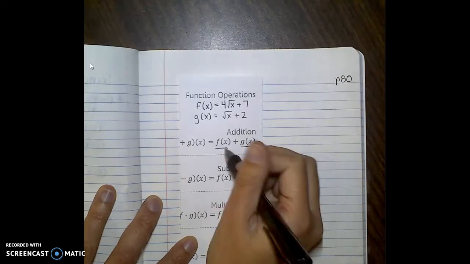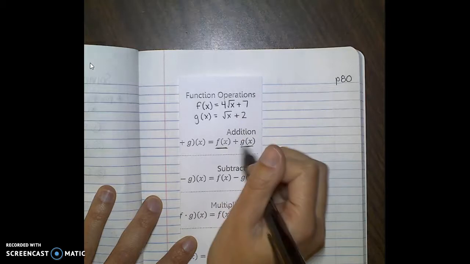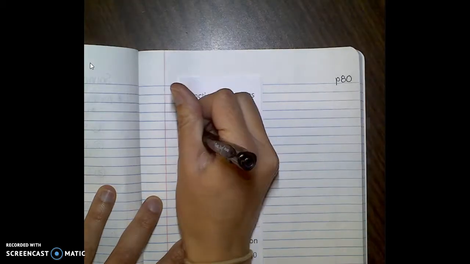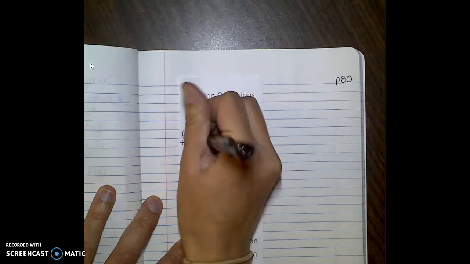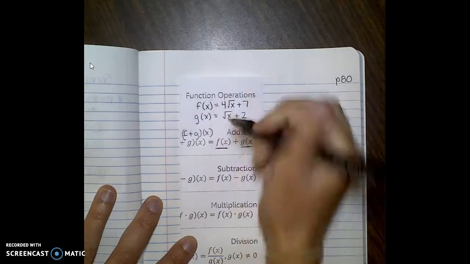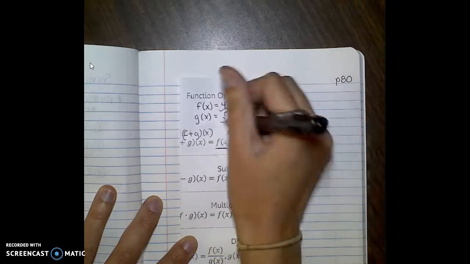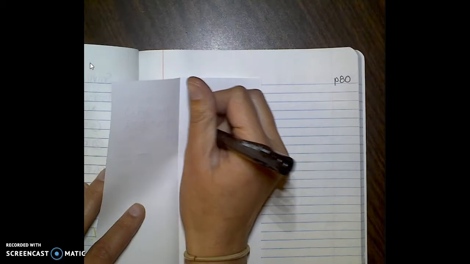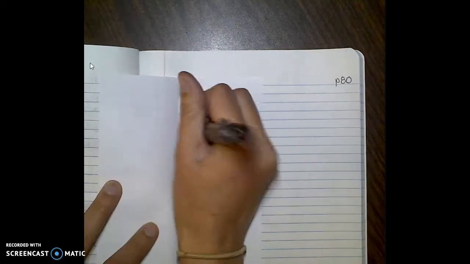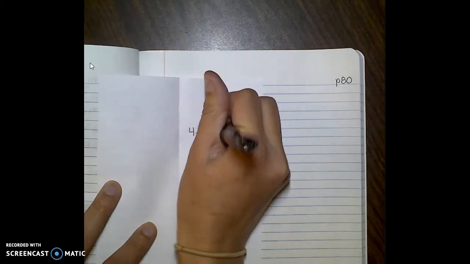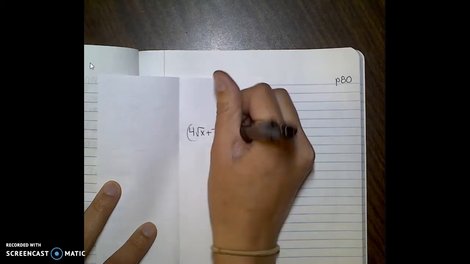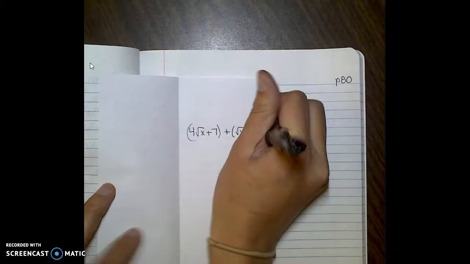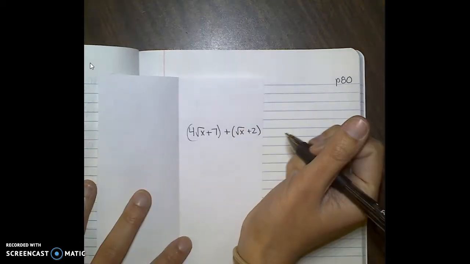If you're looking at f of x plus g of x, you're just going to take those two things and add them together. They might write it, parenthesis f plus g of x. You literally just take these and add them together. So on the inside, that's what I'm going to write. Since f of x is 4 square root of x plus 7, and g of x is square root of x plus 2, I'm just going to write those things down and then combine like terms if we can.